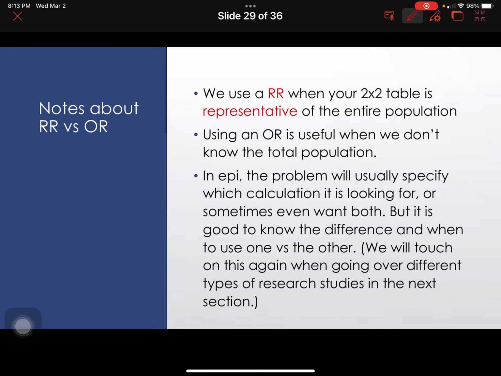Here are a few final notes on risk ratio versus odds ratio. Remember that you use a risk ratio when your study group is considered representative of the entire population, while using the odds ratio is useful if the study performed was not representative. In your Intro to Epi course, the problem you are given will usually specify which one to calculate, or even sometimes both, but it is good to understand this difference.